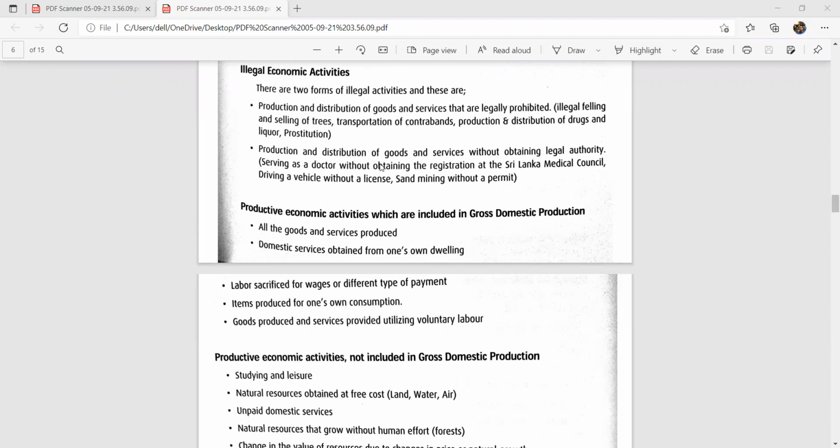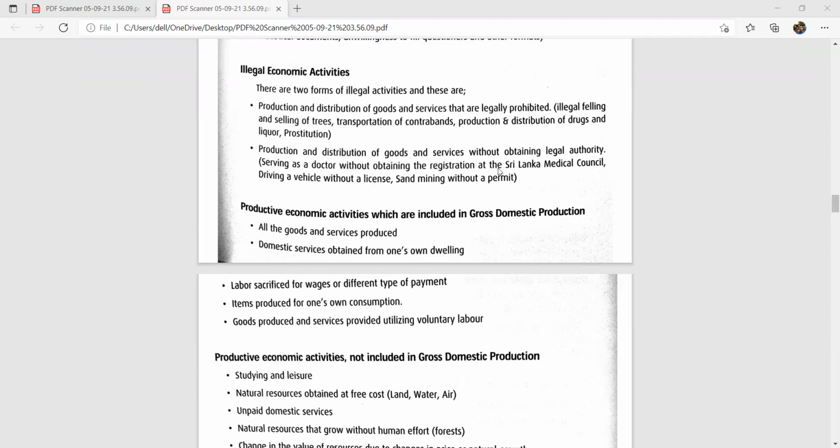Then production and distribution of goods and services without obtaining legal authority. Serving as a doctor without obtaining registration at the Sri Lankan Medical Council, driving a vehicle without a license, sand mining without a permit. These are also prohibited areas. Some doctors treat patients, but they don't have a proper license. As a result, it is said to be an illegal activity, not allowed.